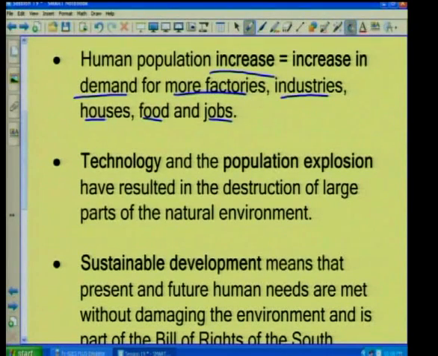Wherever we live, what do we need? We need factories. We need industries, we need houses, we need food, we need jobs, we need bridges, we need roads.